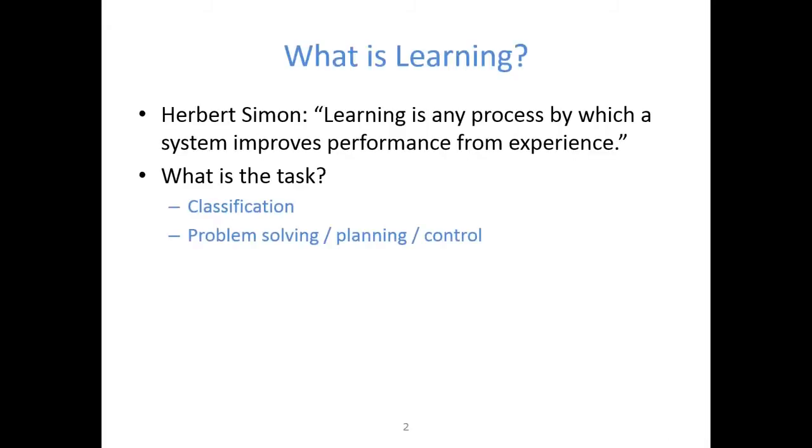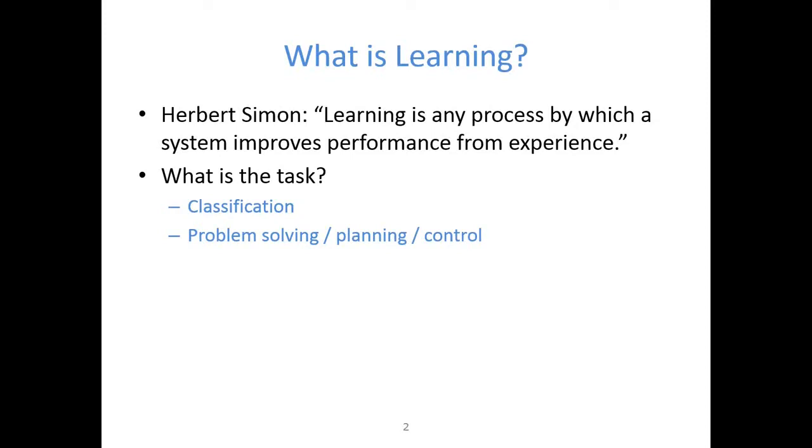What is the definition of learning? According to Simon, learning is any process by which a system improves performance from experience. Usually if we want to learn something, we need to learn from our mistakes. So we need to gain experience, and from the experience we can improve our quality, we improve ourselves. The same thing we will use for the machine.